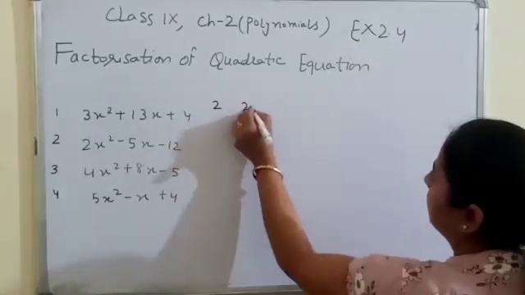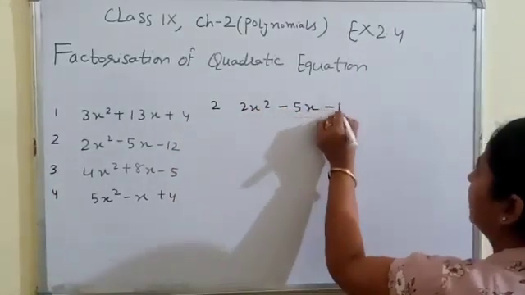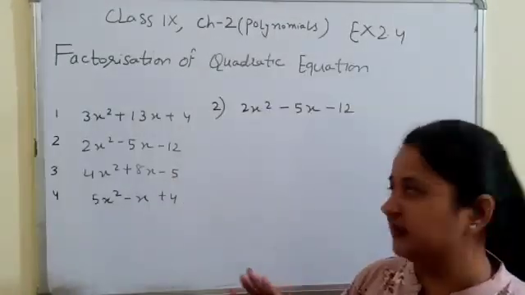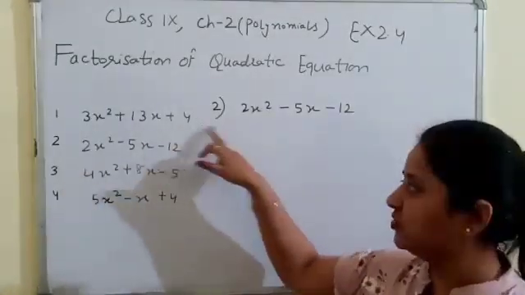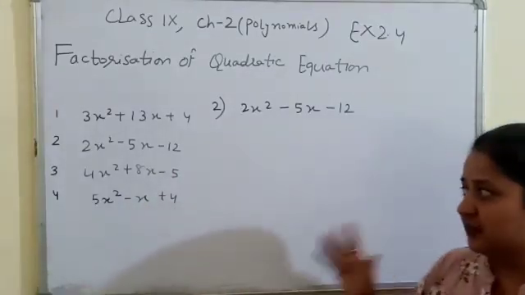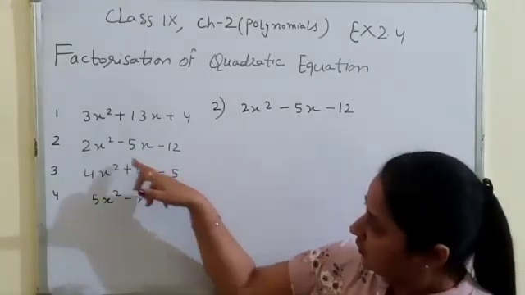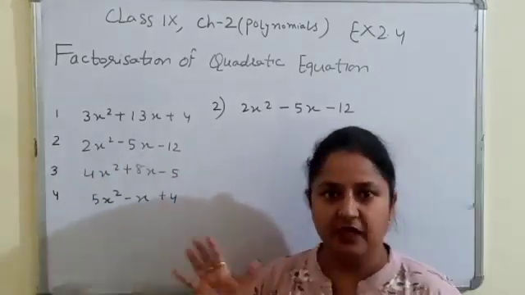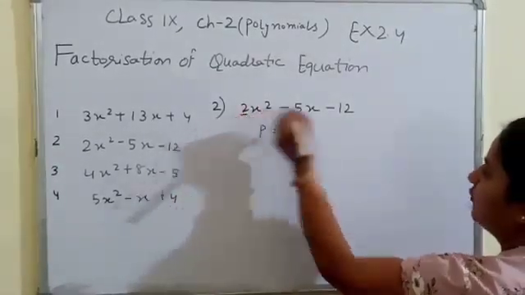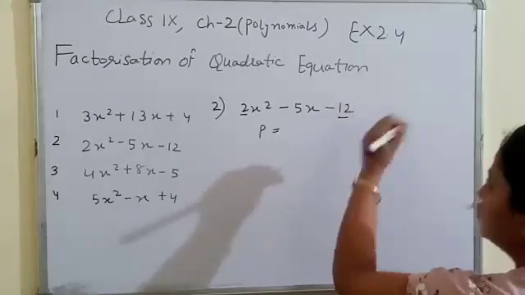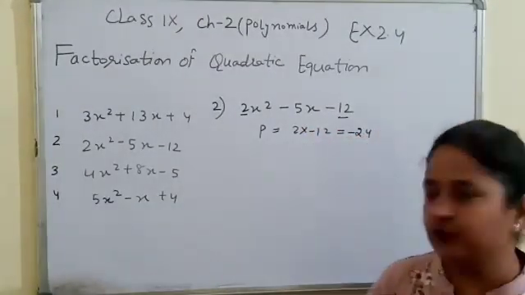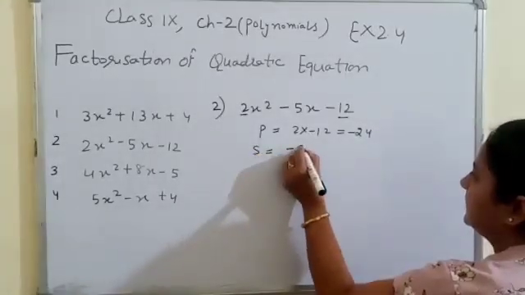Second is 2x square minus 5x minus 12. What is the difference between the first and second question? In the first equation you have all positive signs, but in the second equation the second and third terms are in negative form. So check it, we have to do the product of the first and the last term. So it is 2 and minus 12. Its product should be minus 24 and its sum should be minus 5.